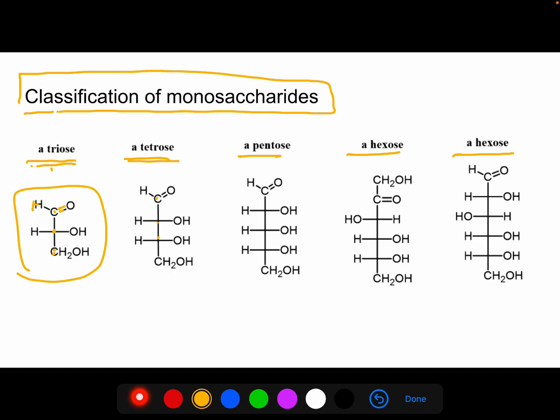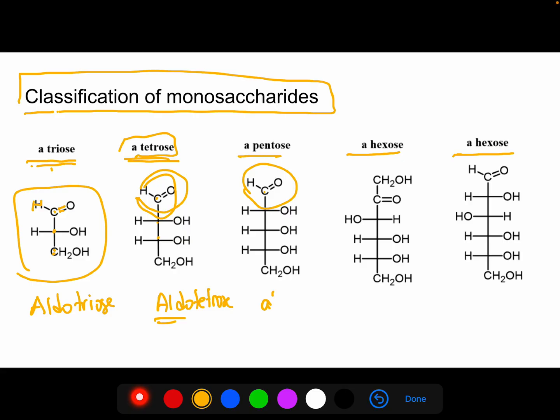carbon attached to hydrogen, that's an aldotriose. This is also an aldotetrose, right? Tetrose tells you how many carbons there are. Aldo tells you whether it's an aldehyde type or ketone type. This is also an aldopentose. Okay. This one, carbon is connected to carbon, so it is a ketohexose. This is an aldohexose.